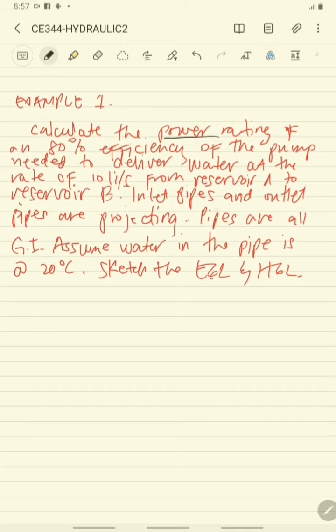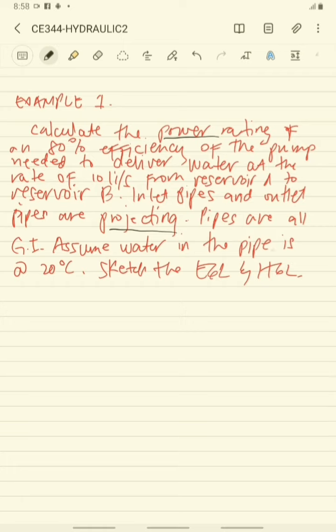So here, our outlet pipes are projecting, so you have to determine if the outlet or inlet pipes are projecting or not, or if the inlet pipes will be flushed at the entrance, or the outlet pipe is free or at free fall. So you have to understand.